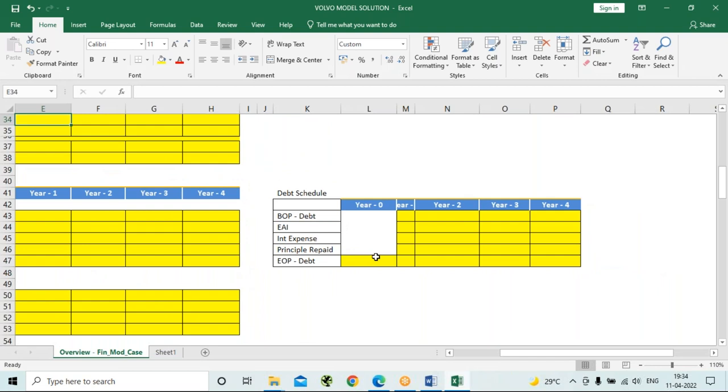If you remember what we did in the third or fourth class, how do we prepare this debt schedule? As I informed in the beginning, whatever we have discussed in earlier classes will be implemented in our case study. Hope you remember how to calculate the EAI or the debt schedule for these 4 years.